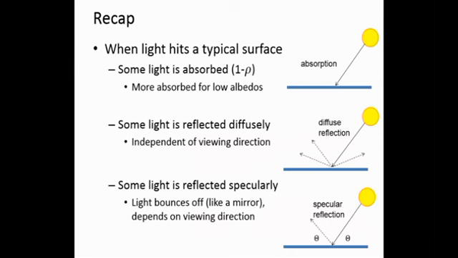All right, so to recap that part, when light hits a typical surface, some light is absorbed. 1 minus rho of the light is absorbed, and more light is absorbed for low albedos. Some light is reflected diffusely. It's scattered in all directions, and you'll observe the same intensity of light no matter what your viewing direction is. And some light is reflected specularly. There the light is bouncing off at the incident angle, and the light that you observe will depend on your viewing direction because it will change the incident angle.